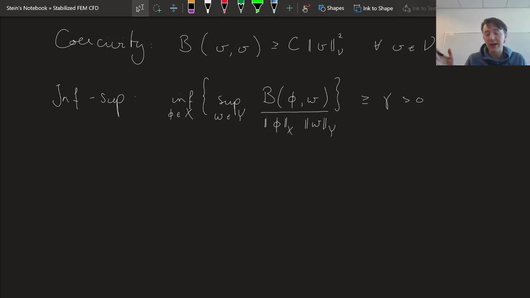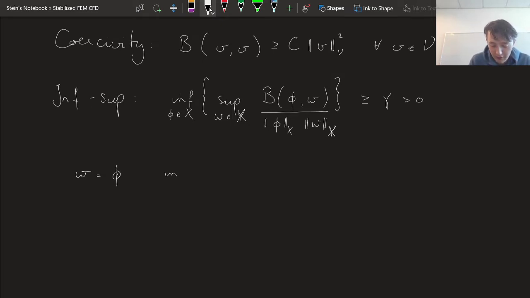Suppose now, coercivity again only makes sense if our spaces for our trial functions and our test functions are the same, right? So the only way that the coercivity really makes sense is if we have x and x for both spaces. So then, suppose that we take the special case where the Inf-sup condition holds for the choice of w is equal to phi. Then what does this say?